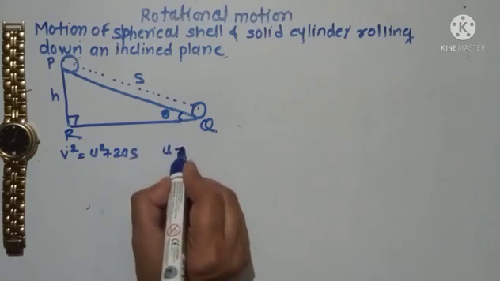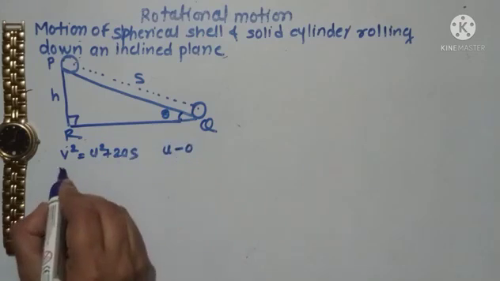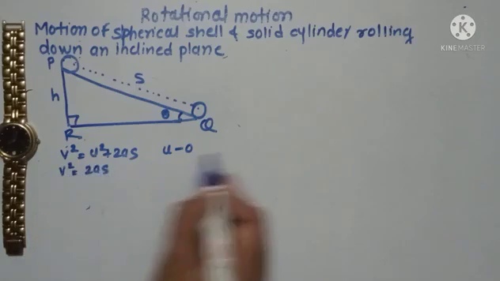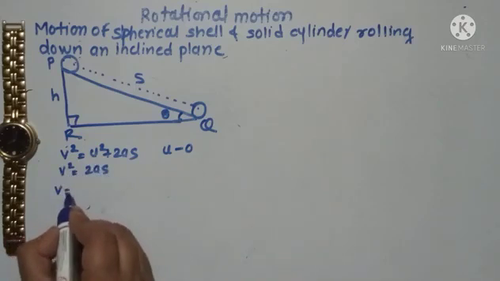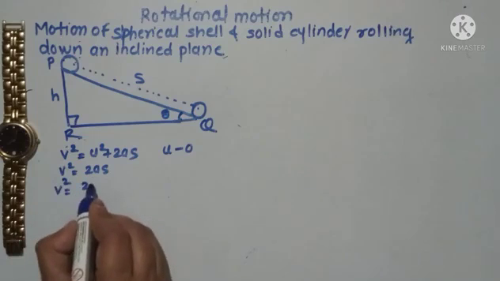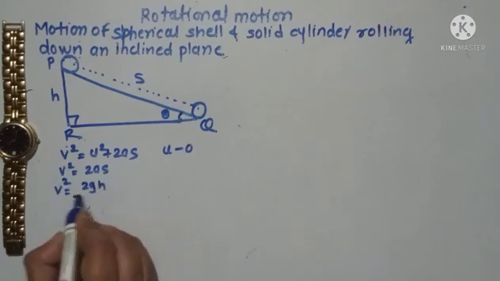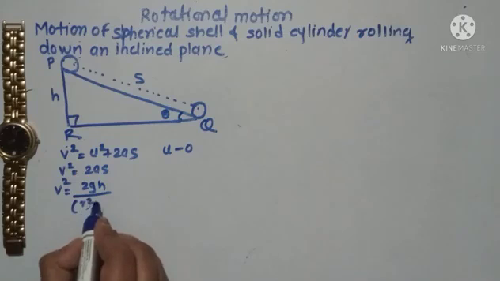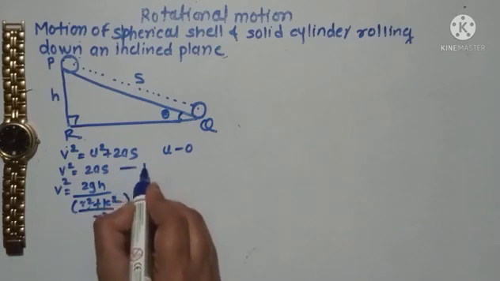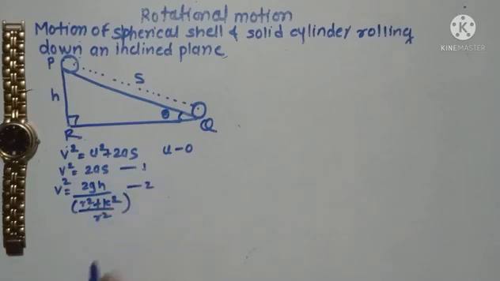Now considering u is equal to 0, we can write v square is equal to 2as, and we have also calculated the value of v square previously, as 2gh upon r square plus k square upon r square. Now comparing this equation and this equation, we can write 2as is equal to 2gh upon (r square plus k square) upon r square.